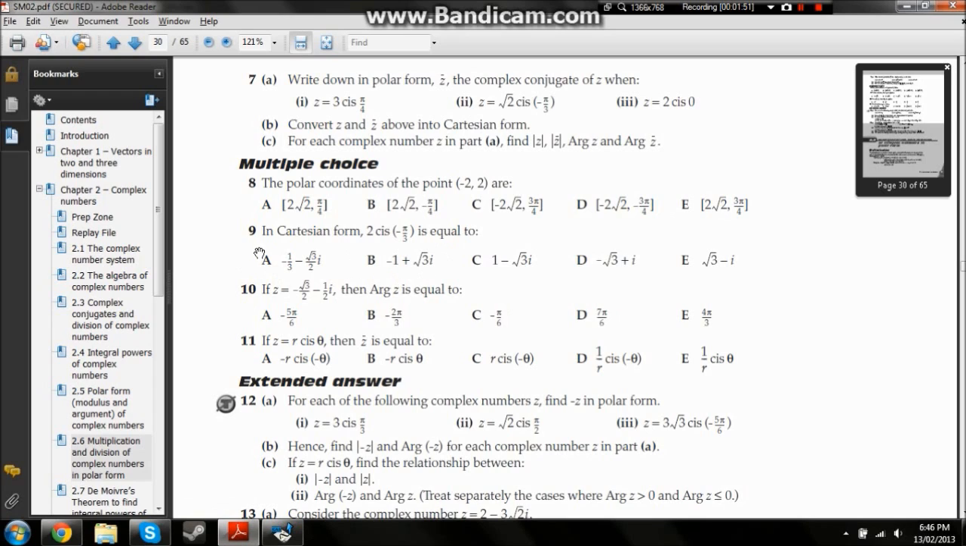So question 9 asks, in Cartesian form, 2 cis -π/3 is equal to, and these are the options. So it's like this question but in the opposite direction. There are formulas for getting from this form to this form, and then from this form to that form, and basically it's just like reverse.